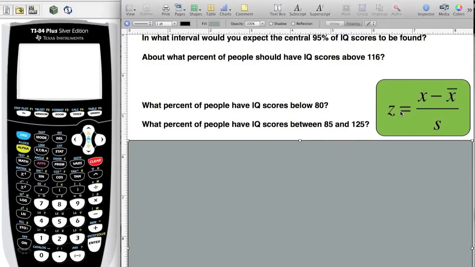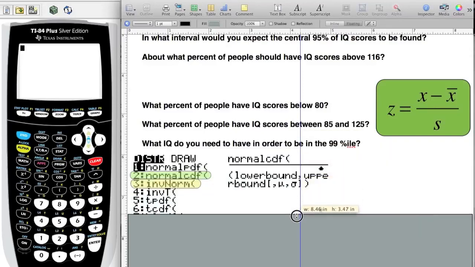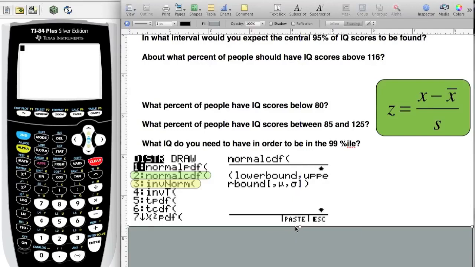That's my z-score equals the actual x value, well that would be the numbers I'm given in the problem, here in this case would be 80, minus the mean divided by the standard deviation. In this case the mean is 100, the standard deviation is 16. So I've got a couple of screenshots of the calculator. I'm going to do this live as well, but let's just stop right here.